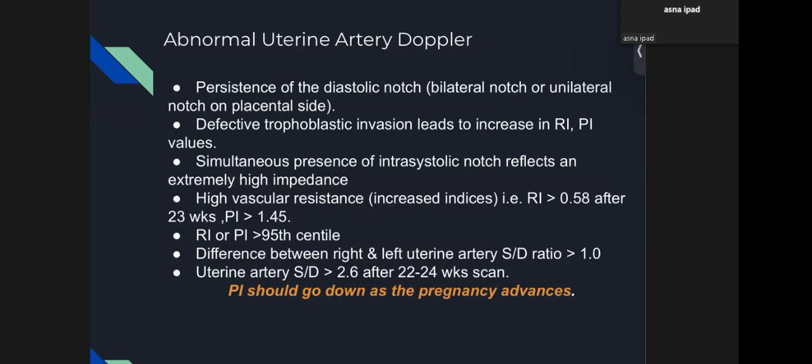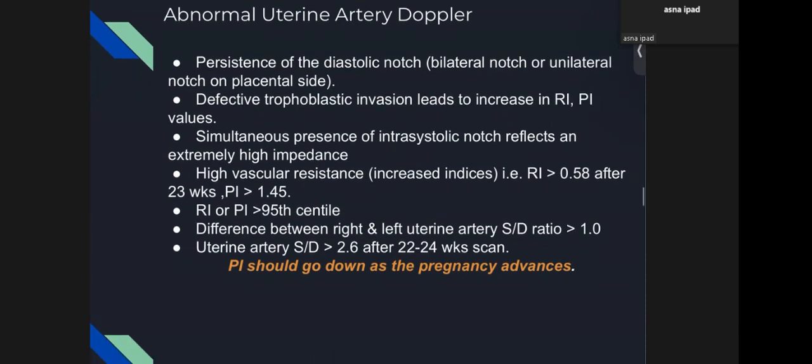Now, abnormal uterine artery Doppler: persistence of the diastolic notch, either bilateral or unilateral. Defective trophoblastic invasion leads to increased RI and PI. Simultaneous presence of an intrasystolic notch reflects extremely high impedance. High vascular resistance means RI more than 0.58 after 23 weeks and PI more than 1.4, or RI and PI more than the 95th percentile. The uterine S/D ratio should be less than 2.6, and more than 2.6 is again abnormal. Basically, always remember PI should go down as pregnancy advances.